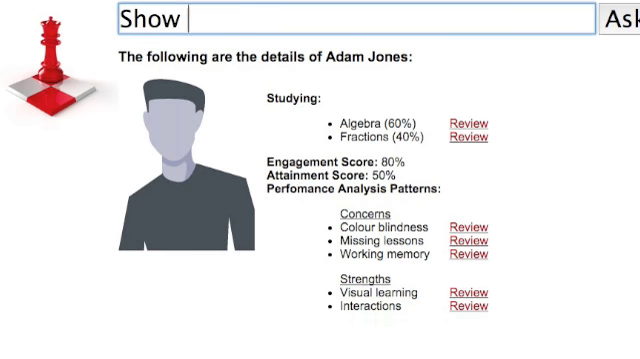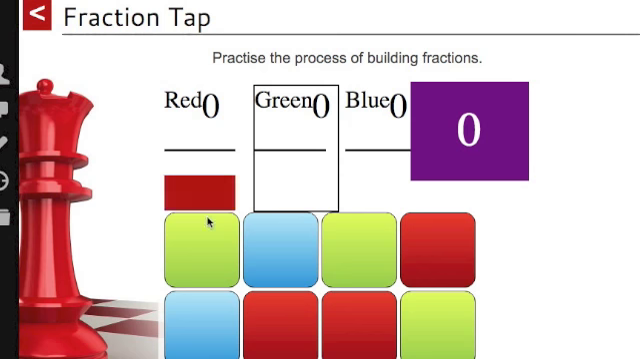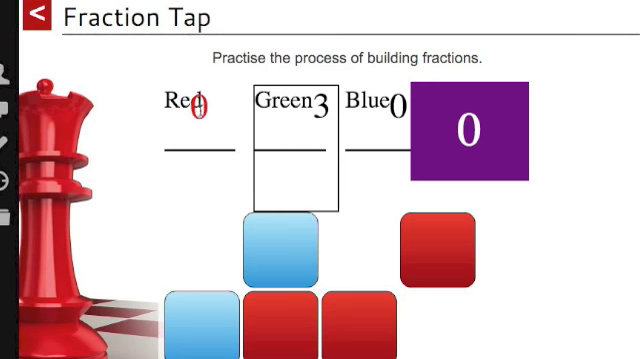So I type in, show me the fractions app. I click on ask, and it shows us the fractions application. So just as a quick recap, in this application, we are given the task of creating the fractions of the different colored squares. If I tap on green, we select the green boxes.